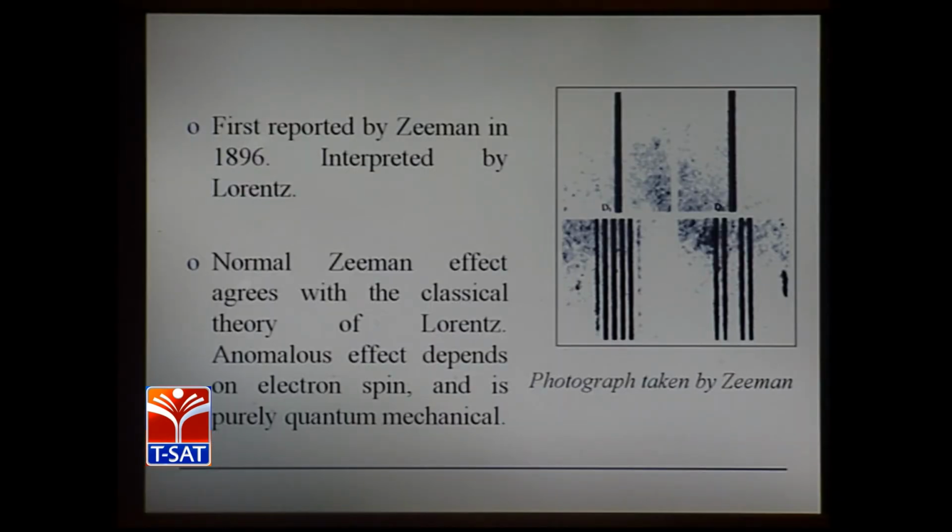This slide you are observing is the original spectrum of Zeeman. It was produced in 1896 and it was interpreted by Lorentz. There are two types of Zeeman effect. One is normal Zeeman effect, another one is anomalous Zeeman effect.